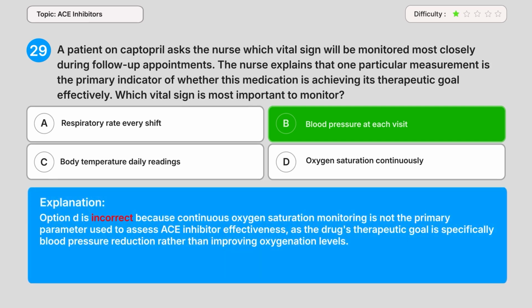Option D is incorrect because continuous oxygen saturation monitoring is not the primary parameter used to assess ACE inhibitor effectiveness, as the drug's therapeutic goal is specifically blood pressure reduction rather than improving oxygenation levels.